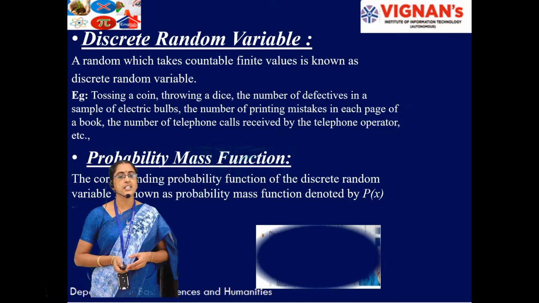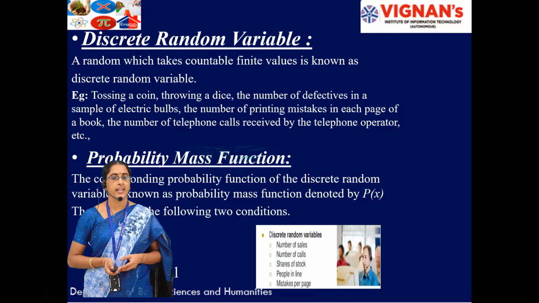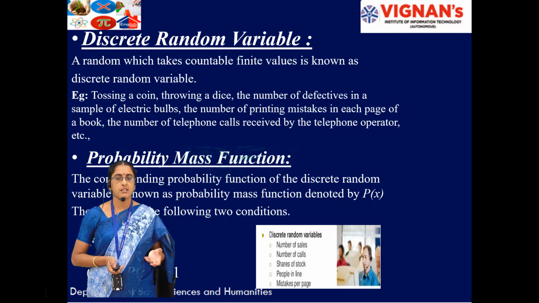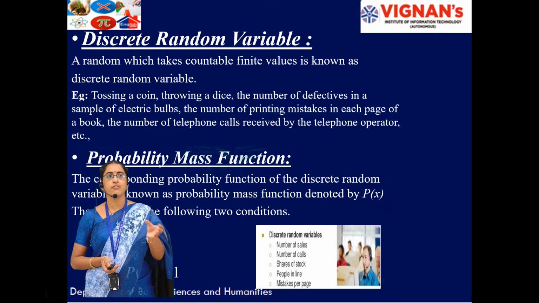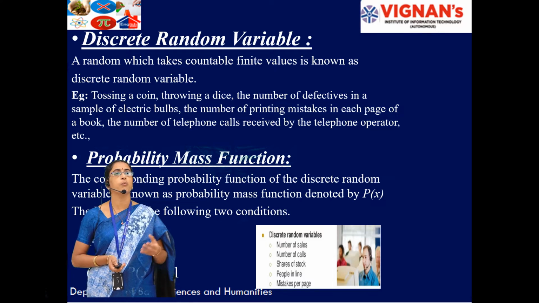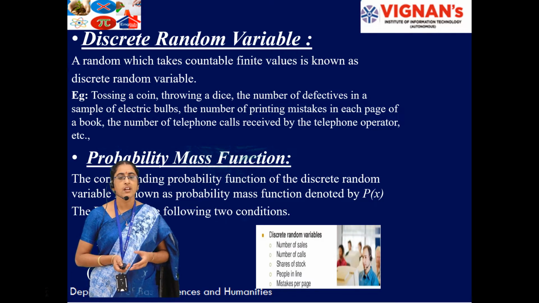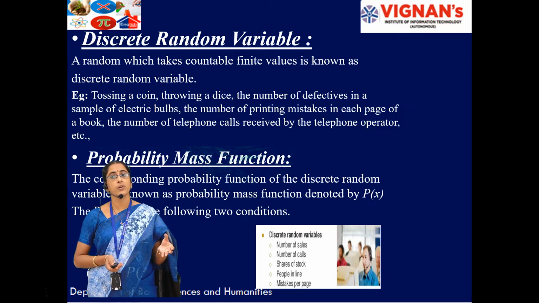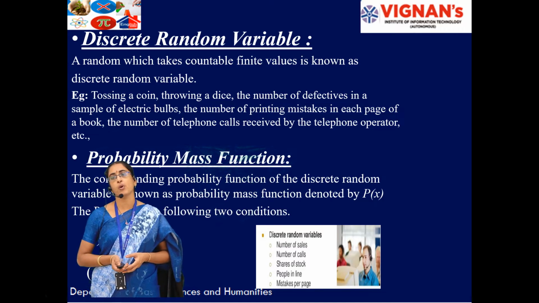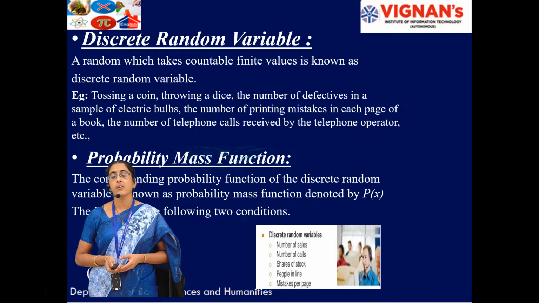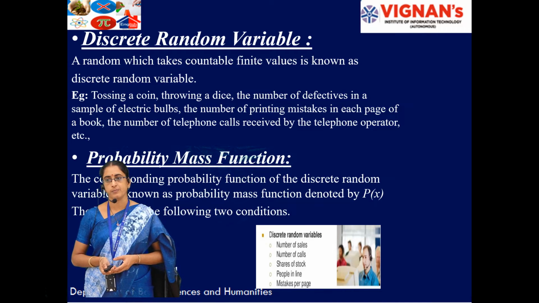So the probability mass function is denoted by P of X. And as you know, probability is always non-negative, and we are just assigning the value from the sample space. So always probability of Xi is greater than 0. And the first axiom of probability is probability of sample space is equal to 1. So that's why the summation of probability of Xi equals 1, where i equals 1 to n here, right?